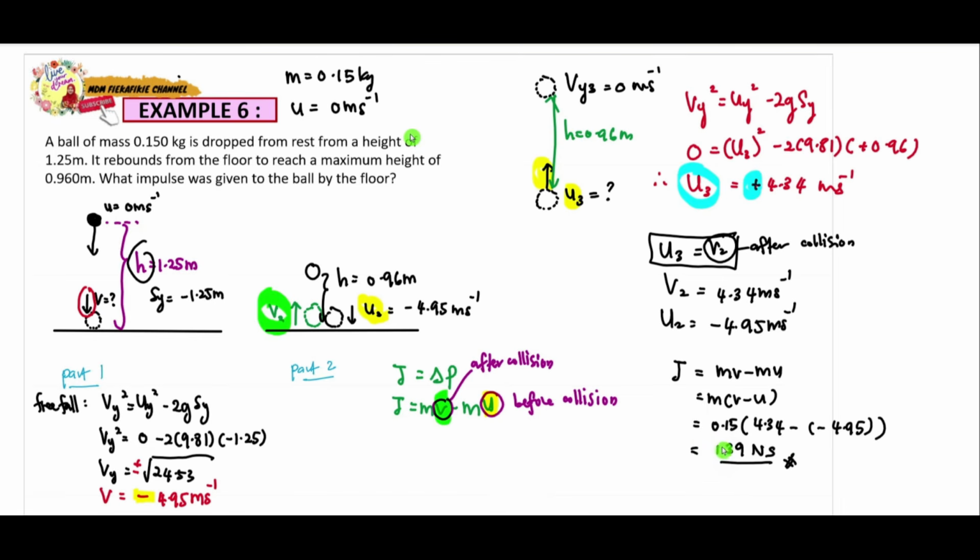So this is the impulse given to the ball by the floor, and since the value is positive, so the direction should be upward. So betul lah kan? So daripada sini, bola turun ke bawah, so bola akan exert the force from the ball to the floor, and there is the reaction force from the floor on the ball. So the direction is upward. So the answer is 1.39 Newton second. So we finished discuss all the questions.